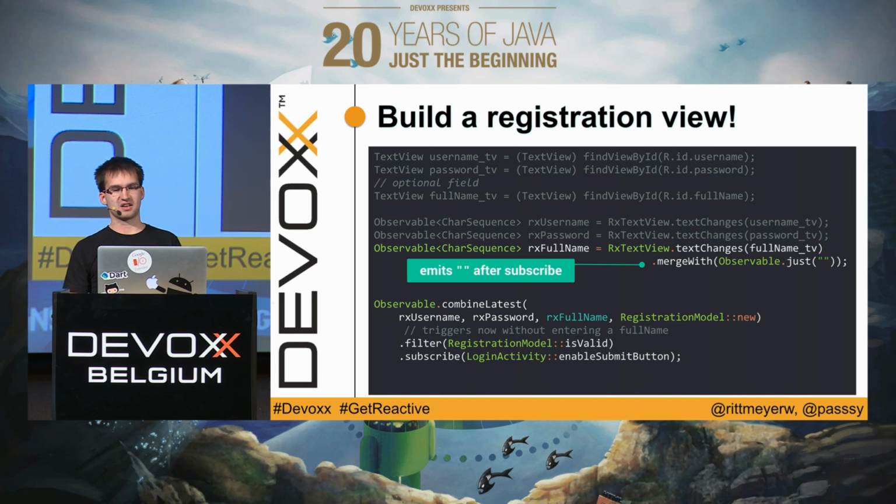I merge my optional fields with an observable which emits an empty string. Very easy. Basically, I did this for every text view I have in this registration view. They always emit an empty string at the beginning, and I'm fine. And now my observable works as expected. It checks if the registration model is valid and enables the submit button.